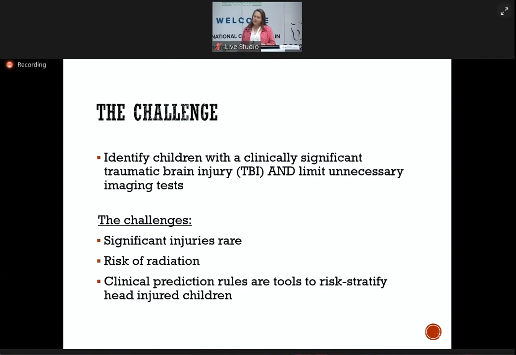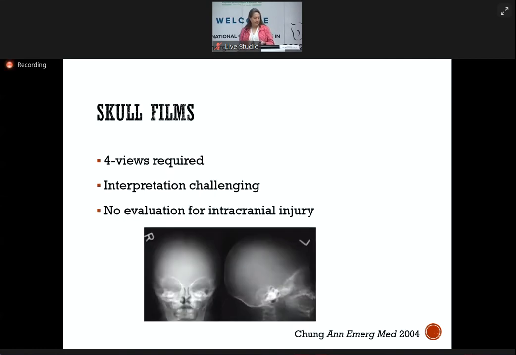So the challenge for the clinician becomes, how do you find those with clinically significant traumatic brain injuries, but at the same time limit unnecessary imaging tests? Significant injuries are rare. The diagnostic tests that we do, which is mainly CT scan, and we'll talk a little bit about that, have some risk of radiation. So what we need are tools to stratify infants and children that help guide that decision making.